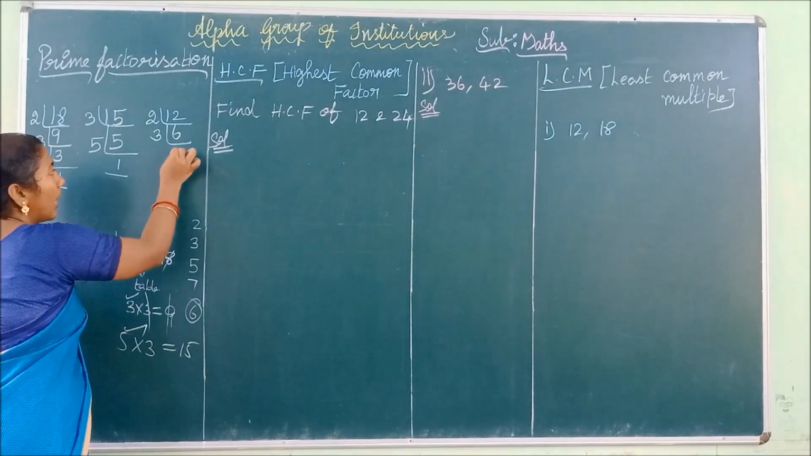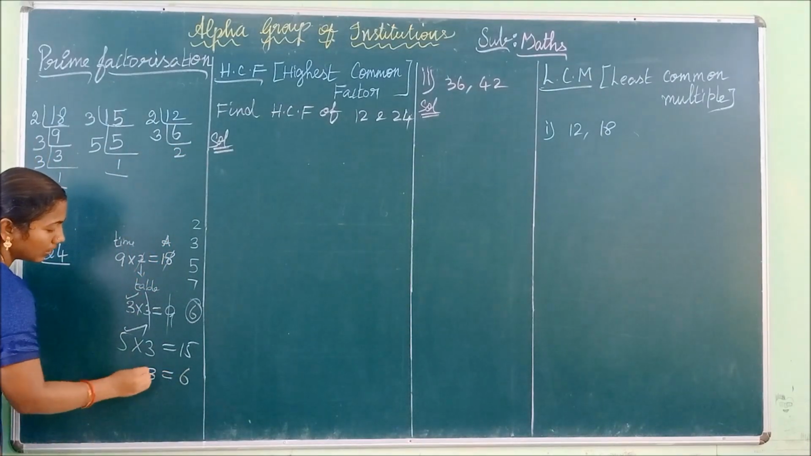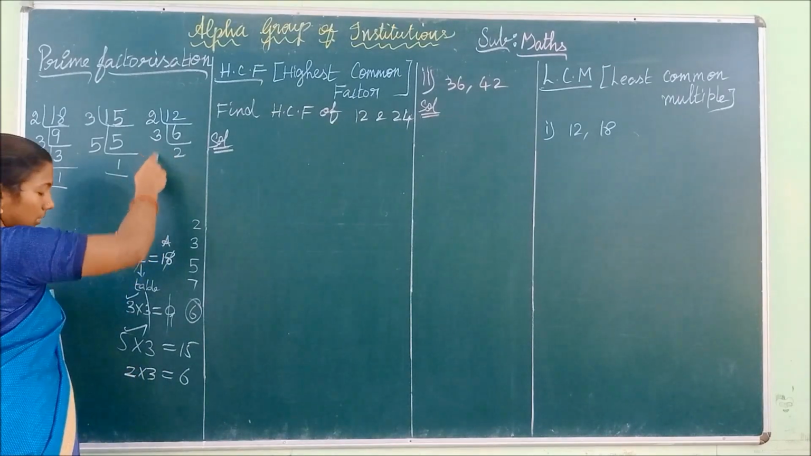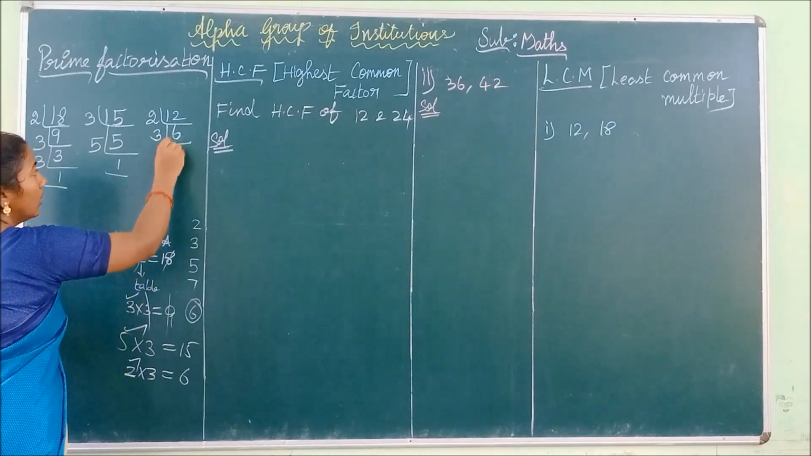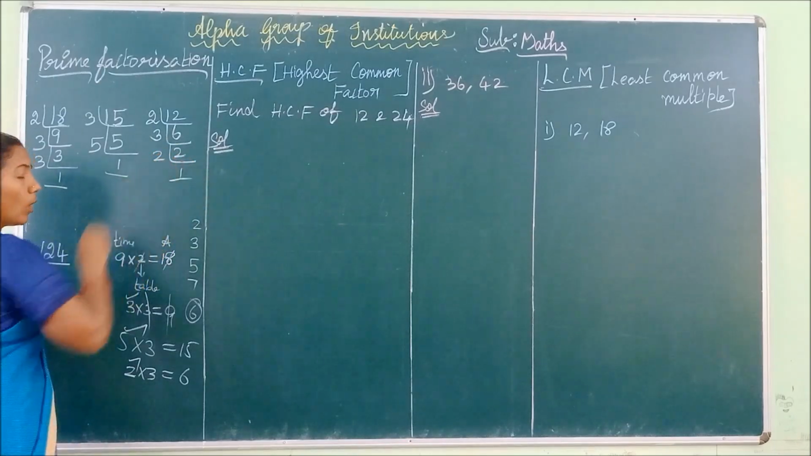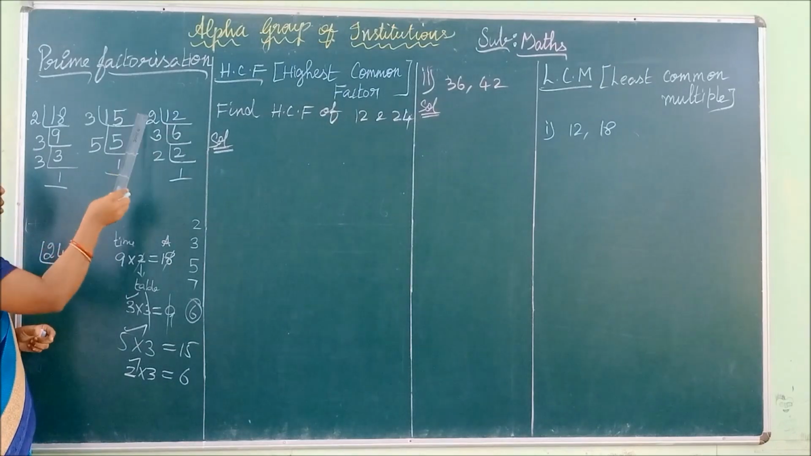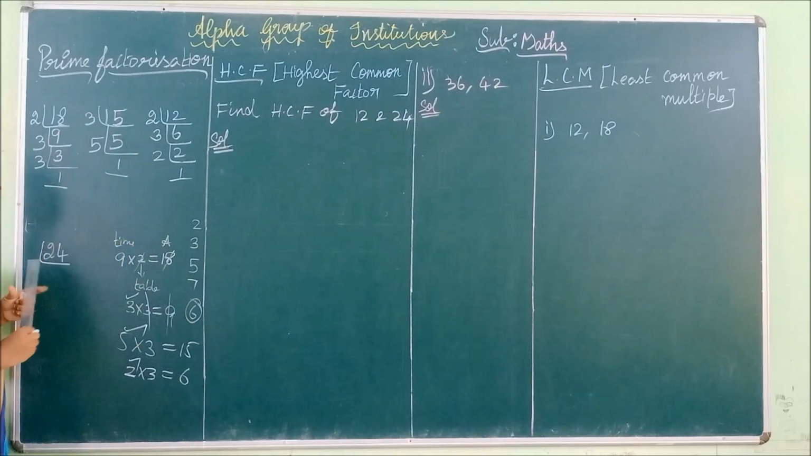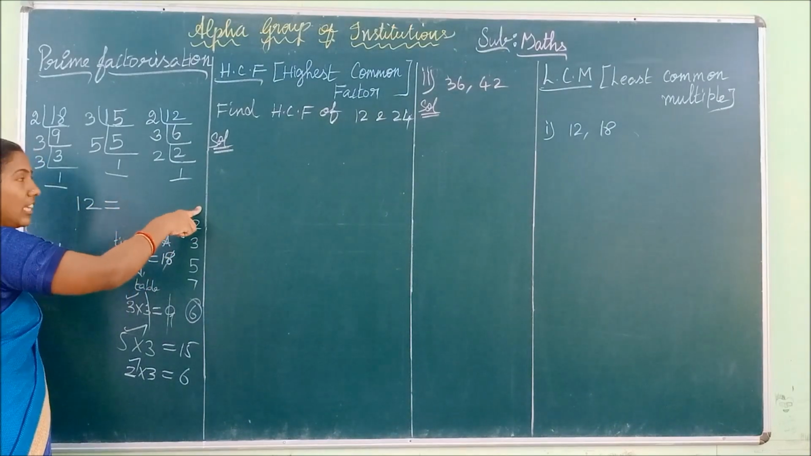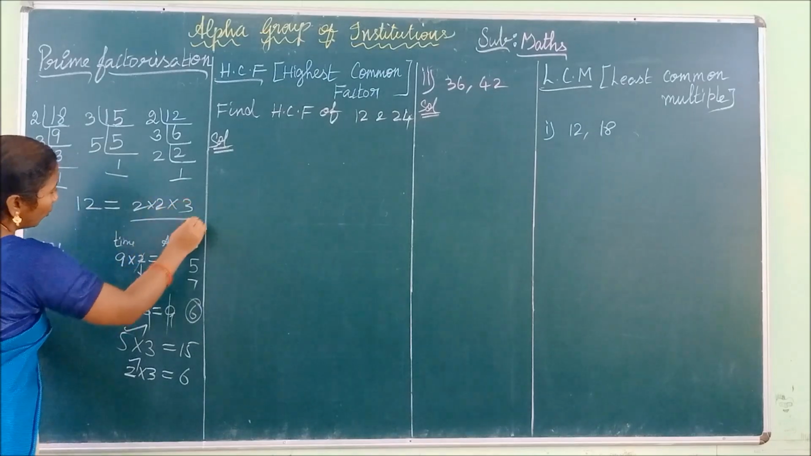See here, in the 3 table 6 comes 2 times. 2 3s are 6. So here you have to write the times. 2 is a prime number. So divide the prime number by the prime number, so 1 time. Thus we have factorized the number 12 as 2 into 2 into 3. While you are arranging the prime numbers, you have to follow the ascending order. First write the small number and then write the bigger number. You have to follow the ascending order.